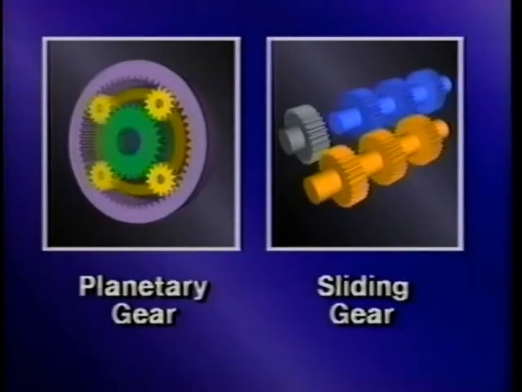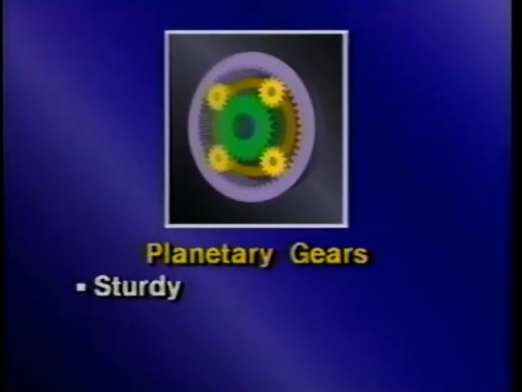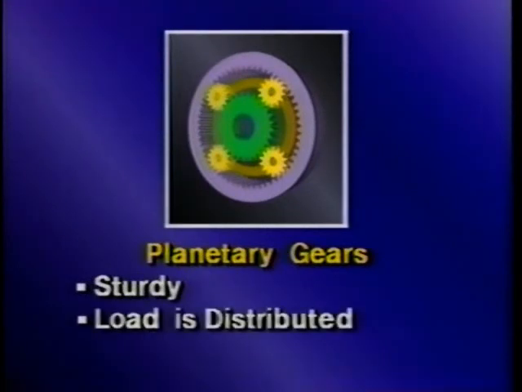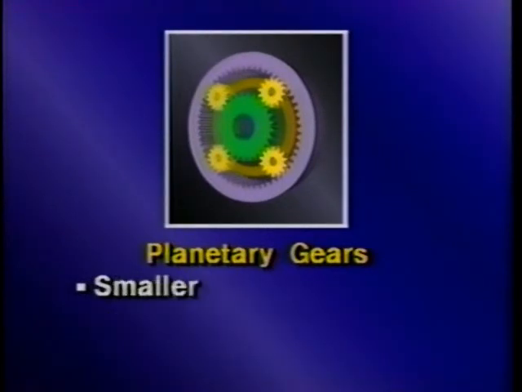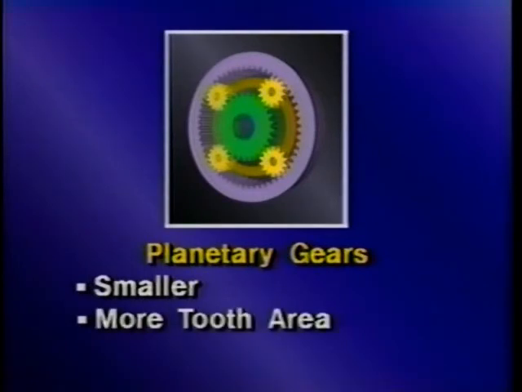What benefits do the planetary gears used in automatic transmissions provide over the slide-type gears used in manual transmissions? Well, there are several. Planetary gears are sturdy, and load is distributed over several gears. They're also smaller, take up less space, and have more tooth area in contact to transmit power.